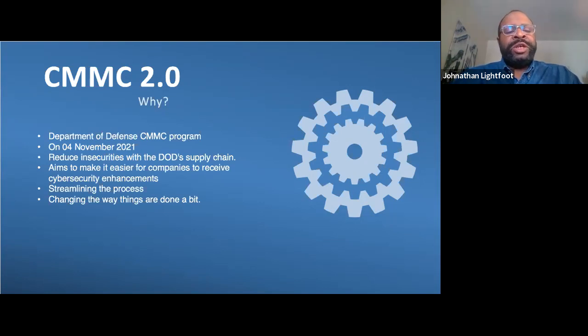So they wanted to make it a little easier without sacrificing the quality that they were looking for. Also, the process was a bit, I don't want to say wonky, but it was a bit convoluted for getting certified. So they wanted to streamline that instead of having to go through the different hoops and different areas, especially we worked with the CMMC AB, they wanted to make it a little easier for them. So there were some things that were streamlined and taken out, if you will, or sped up to assist with getting people there. And also they wanted to change the way things were done a little bit.